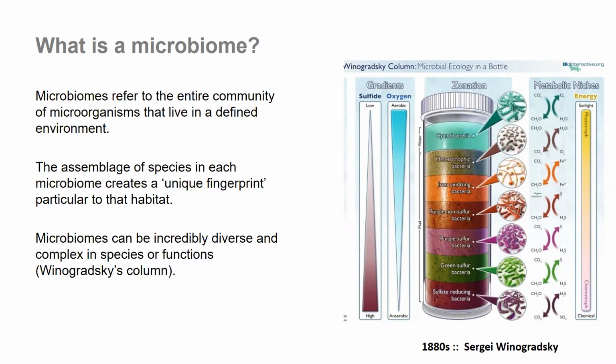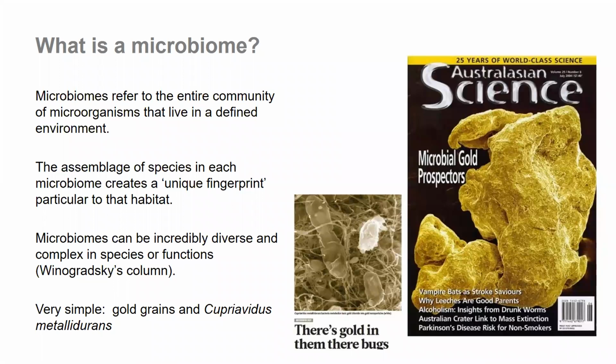And this picture is Winogradsky's column. It's a very good example of this. Lots of gradients of sulfur, oxygen, and energy means that there's lots of different habitats and spaces for the microbes to live in. Microbiomes can also be very simple. A good example of this is the microbiome of gold grains. Yes, microbes live on gold, and in this case, there's only one or two species that are very common in these habitats. It's very simple.